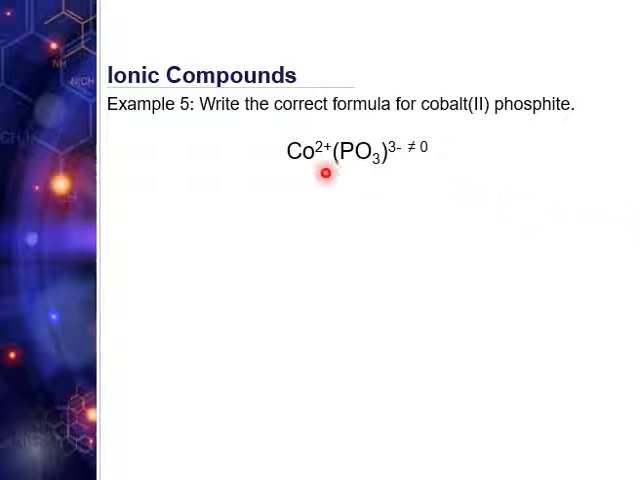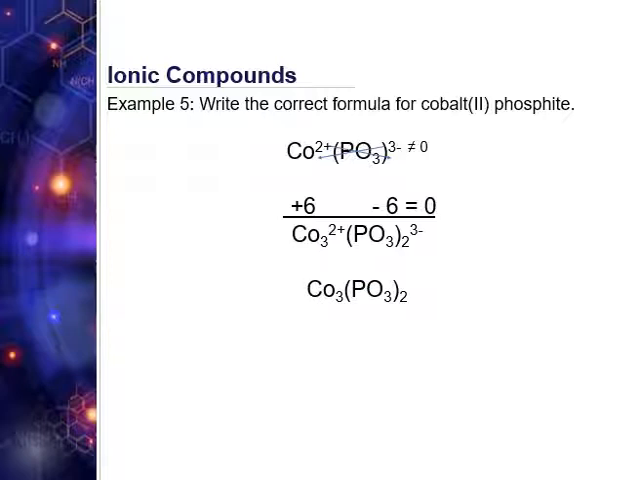A +2 and a -3 is not equal to 0, so cross them down. Bring the 2 down and bring the 3 down. And remember that subscripts are always positive. 3 times a +2 is +6. 2 times a -3 is -6. A +6 and a -6 is equal to 0. The correct formula is Co3(PO3)2, with PO3 taken twice.